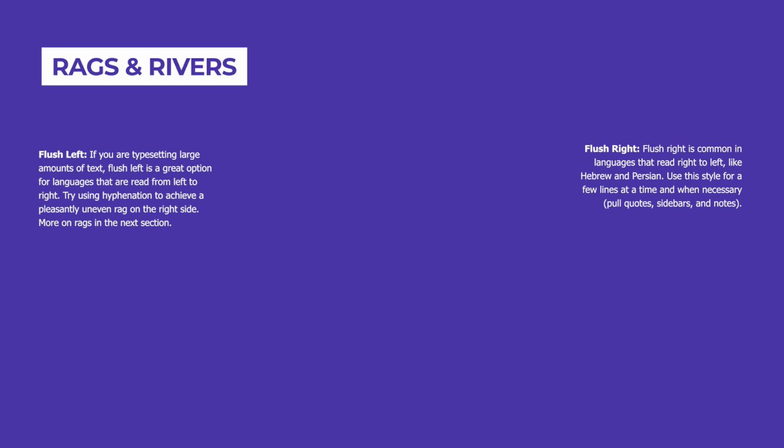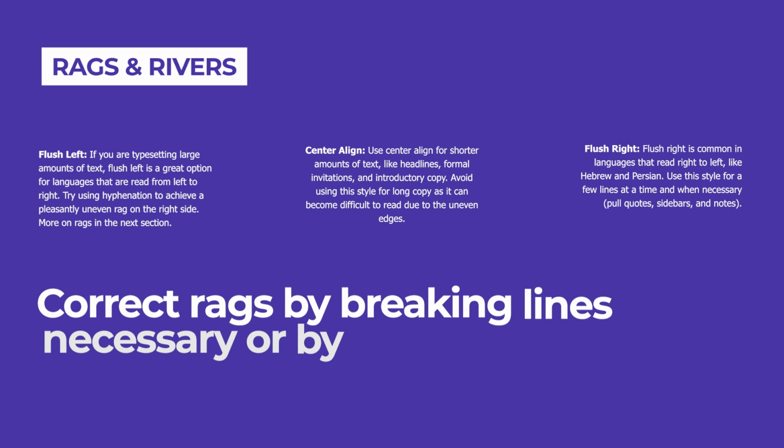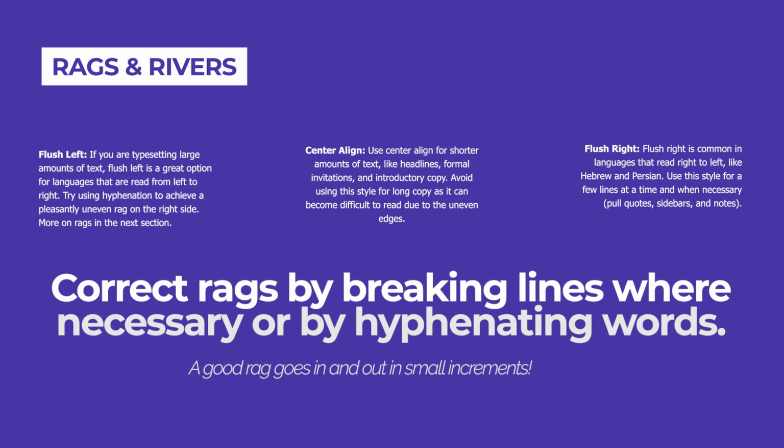The uneven edge on the opposite side of a flush left, flush right, or centerline text is called a rag. When setting type, pay attention to the ragged edge shapes, as they sometimes can be distracting if not set properly. You can correct rags manually by breaking lines when necessary or hyphenating words. A good rag will go in and out in small increments.